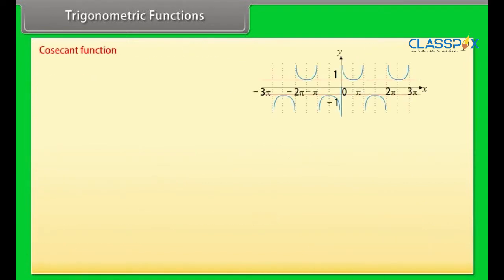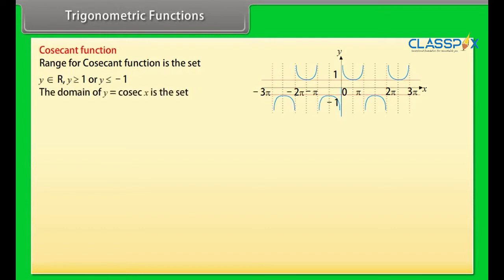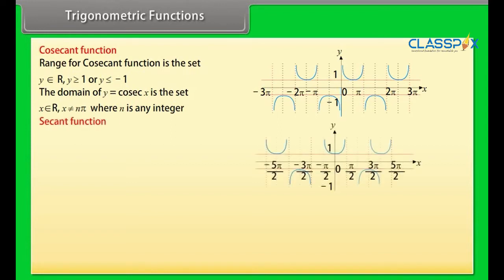Cosecant function. Range for cosecant function is the set of y belonging to real numbers, y greater than or equal to 1 or y less than or equal to -1. The domain of y equals cosec x is the set of x belonging to real numbers, x not equal to n pi, where n is any integer. Secant function.